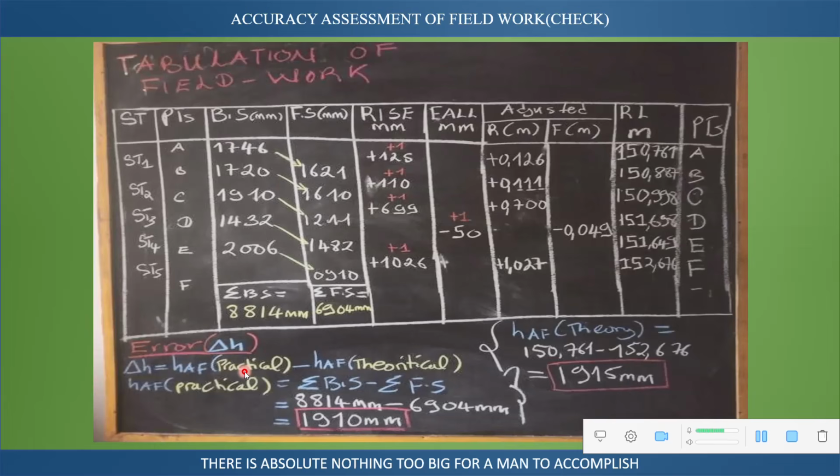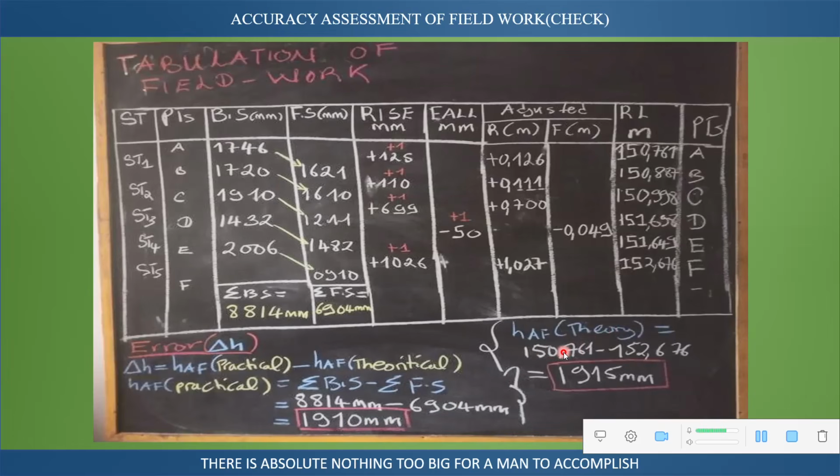What is HAF practical? HAF practical is a summation of backsight. You remember that HAF stands for the height difference between A and B, the first point and the last point, the height difference practical. So the practical will be the summation of backsight minus the summation of foresight, which is the formula here. So if this is the summation of backsight and this is the summation of foresight, we are going to have 1,910 millimeter.